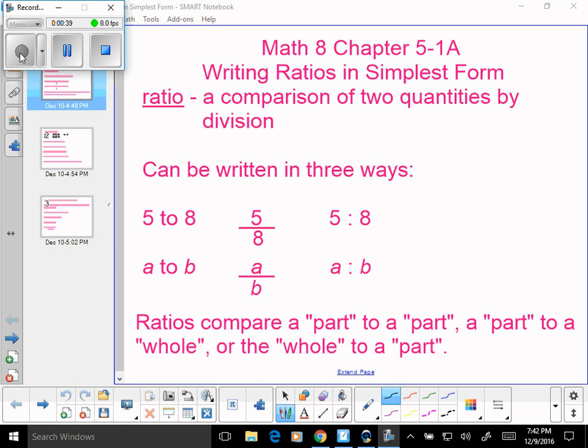read that "5 to 8." Now you can also do a ratio with variables, so we can have a to b written with the word "to," or with a fraction bar, division bar, or using a colon, and again we always read that as "a to b." Ratios compare a part to a second part, a part to a whole, or a whole to a part.